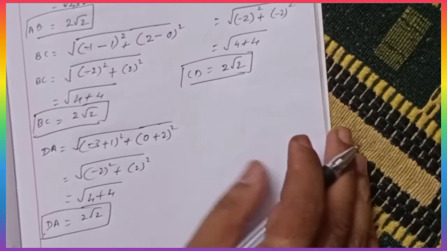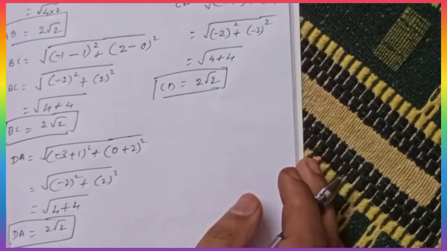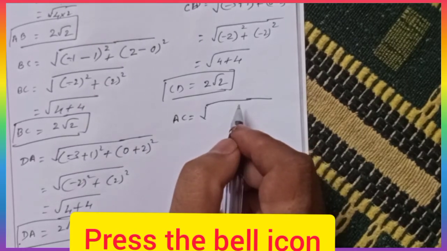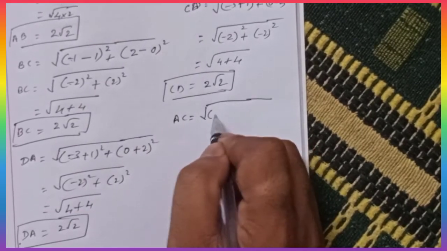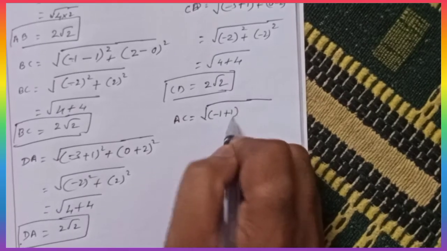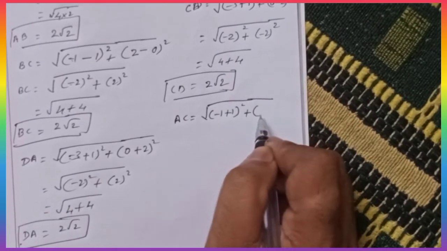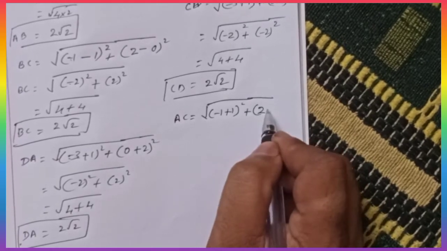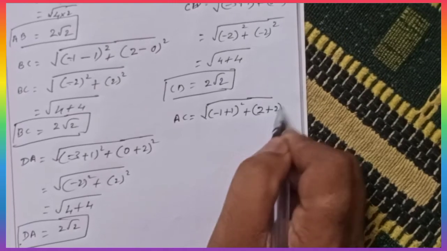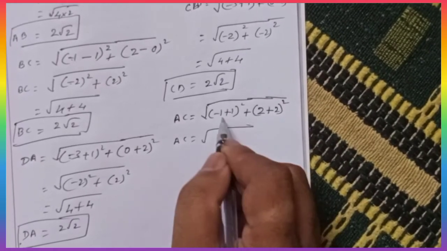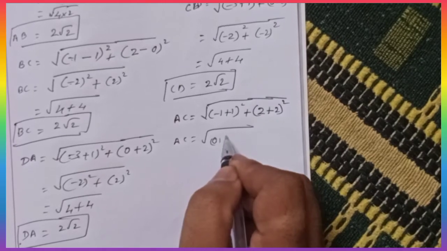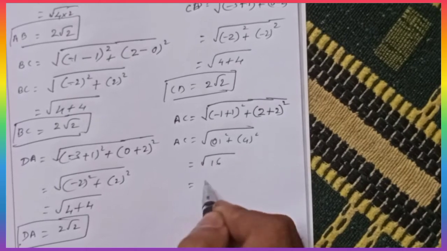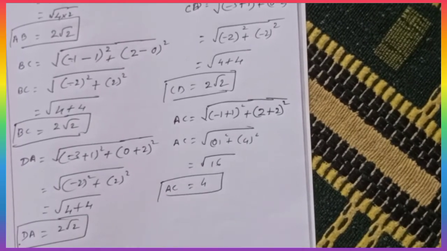Now to identify whether it is a rhombus or a square, we need to go for the diagonals, that is AC, the distance between AC. So A is x1, y1, C is x2, y2. So x2 is minus 1, x1 is minus of minus becomes plus, 1 whole square, plus C point has y2, that is 2, minus of minus becomes plus, 2 whole square. So AC is equal to minus 1 plus 1 becomes 0, it is 0 square, plus 2 plus 2 is 4 square. So 4 square is what? 16. The square root of 16 is what? 4. So AC length is 4.